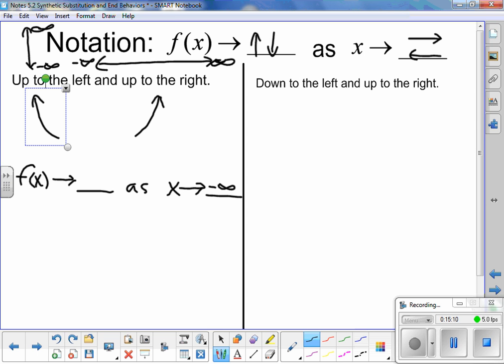All right, so you need to ask yourselves, okay, on the left-hand side, what's happening? The left-hand side is negative infinity. What's happening? It's going up, so that's the f of x part. We know it's going up, so that's positive infinity. So that describes the left-hand side.